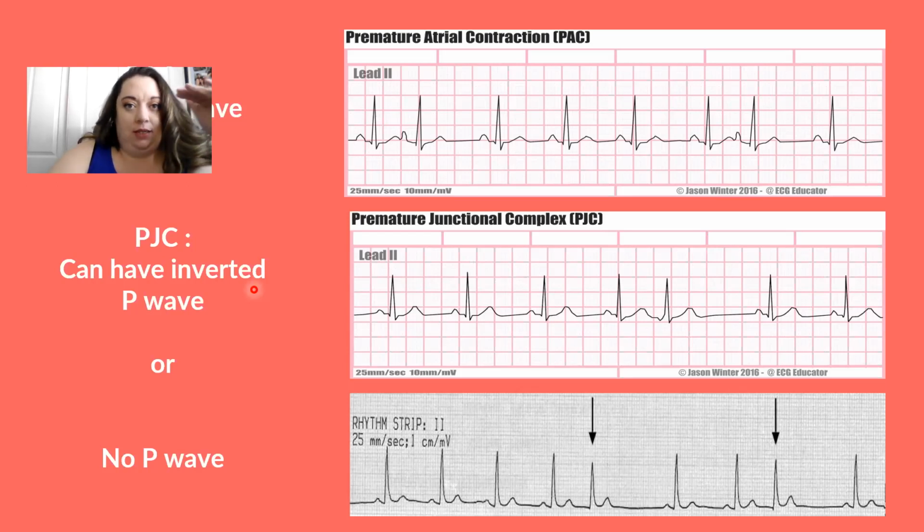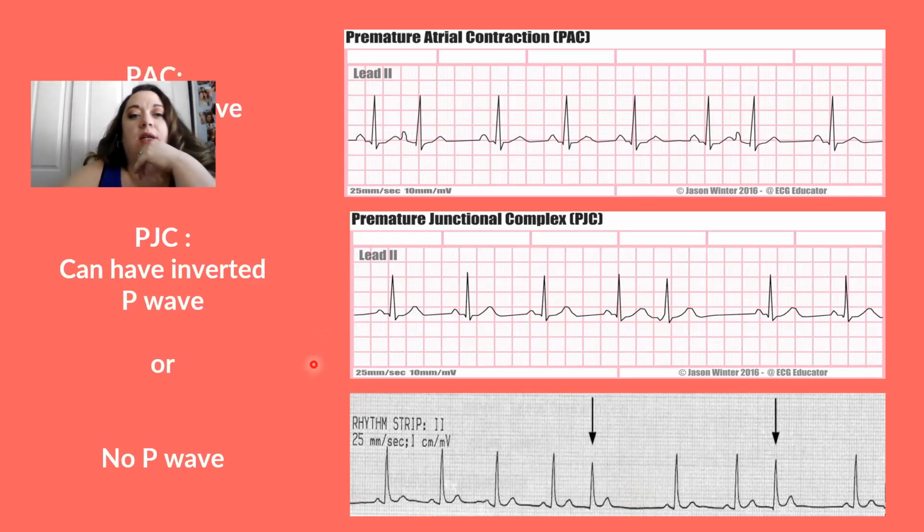With the PJC, since they start at the AV node and go down, you could have some backflow of signal, which is why my P wave is upside down. Or it can be flat, meaning nothing went backwards, it all went forward, and we just started at the AV node. So I'm going to ask one more time. Any questions on these? I know they're a little funky.